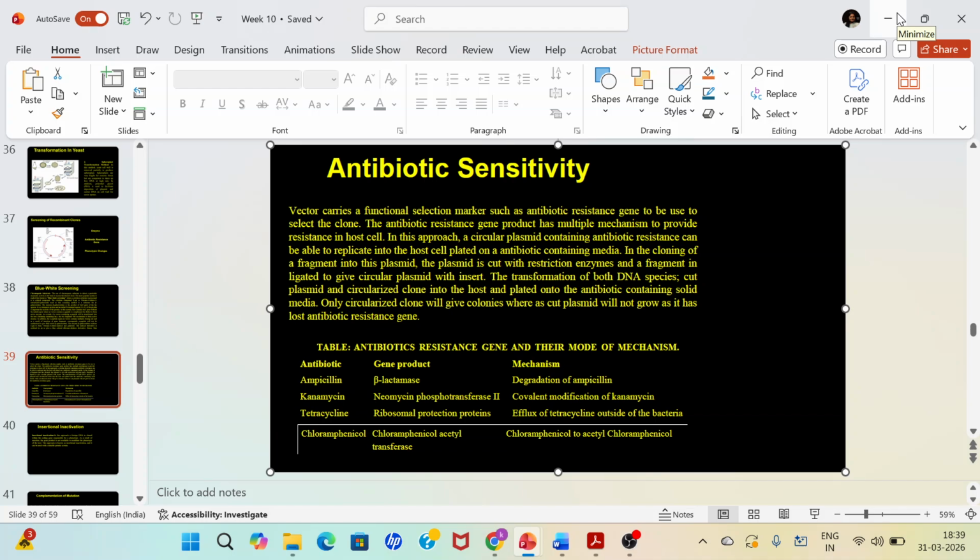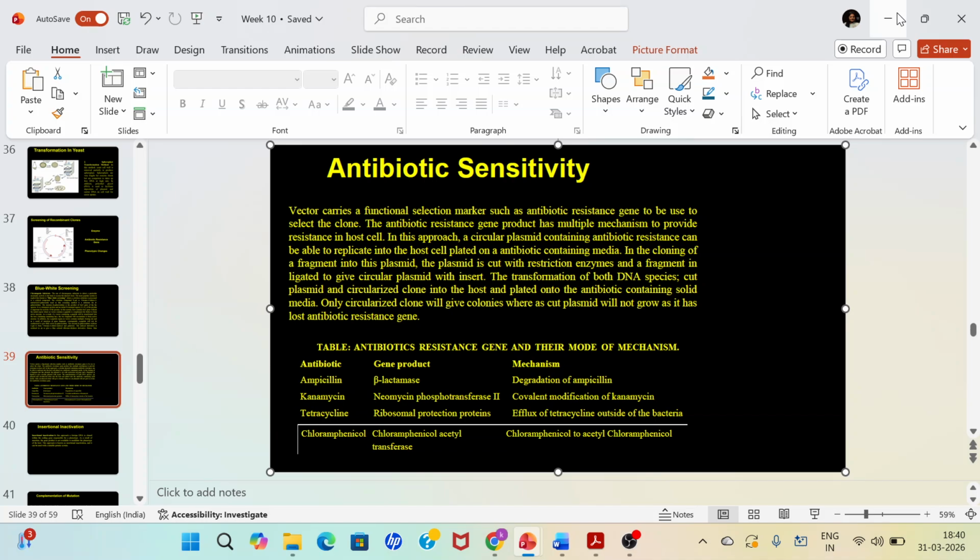If it is kanamycin resistance inside the gene, then neomycin phosphotransferase 2 will form, which will lead to the covalent modification of the kanamycin, and now it won't be harmful for the cell. This is for the cells which have the kanamycin resistance plasmid inside them, not for all of the cells. So that is how it will help in selection.